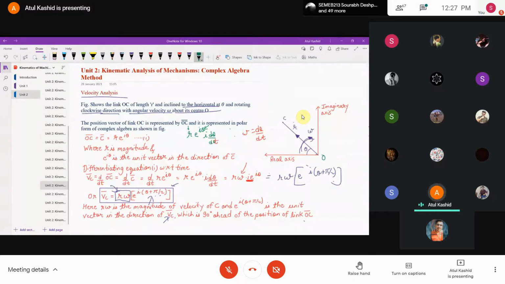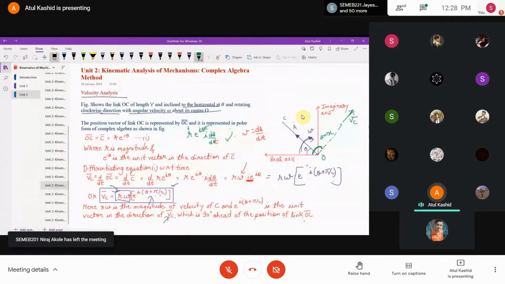So if I want to show it in this system, it will be like this. This is the velocity vector, right? We can see the angle theta plus pi by 2, and this is your VC bar. This vector is 90 degrees ahead of the position of the link OC bar, right? So there is this shift of 90 degrees. This was the derivation for the velocity equation.